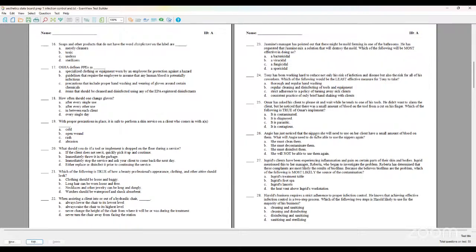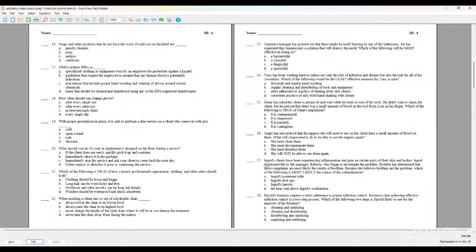26. Angie has just noticed that the nippers she will need to use on her client have a small amount of blood on them. What would Angie need to do to be able to use the nippers again? 26 is B. She must decontaminate them. If she wants to use those nippers again, she needs to clean them, which means remove the dirt of bacteria. So 26 is going to be B.